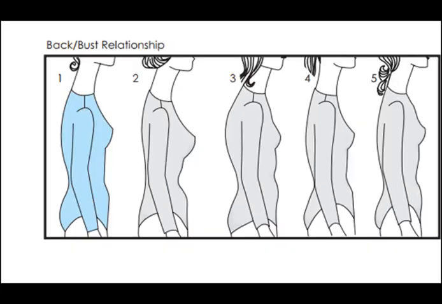C. Back, bust, chest relationship. 1. Ideal. Bust, buttocks protrude in a harmonious relationship. 2. Narrow back, large bust. 3. Full back, small bust. 4. Hollow inward chest. 5. Pigeon, a dominant chest bone.